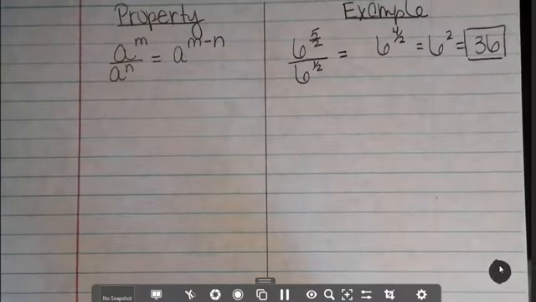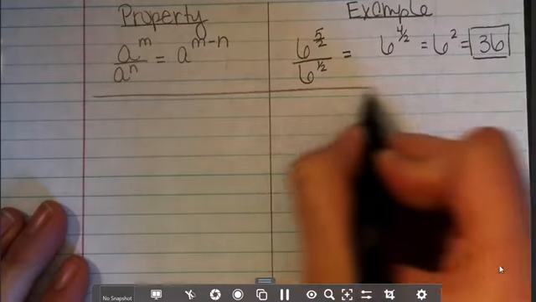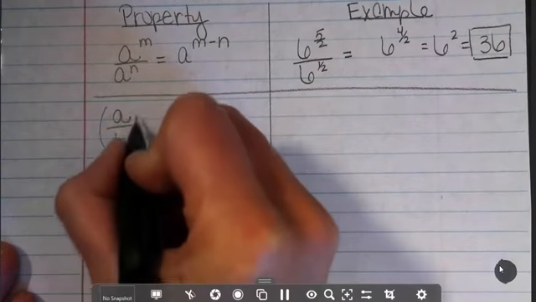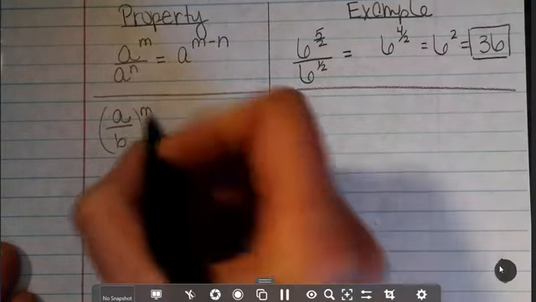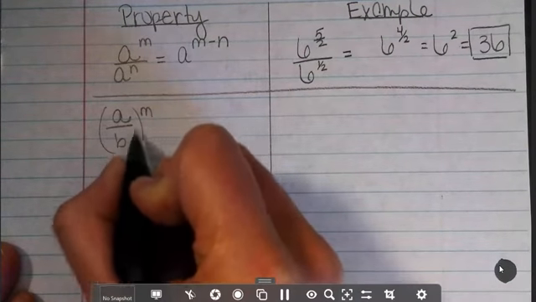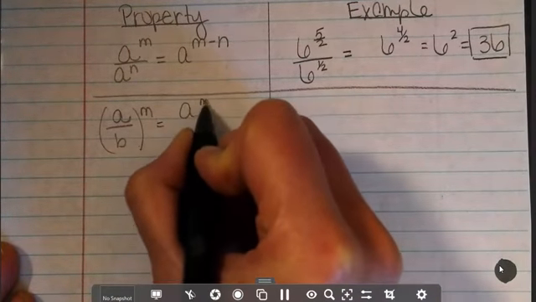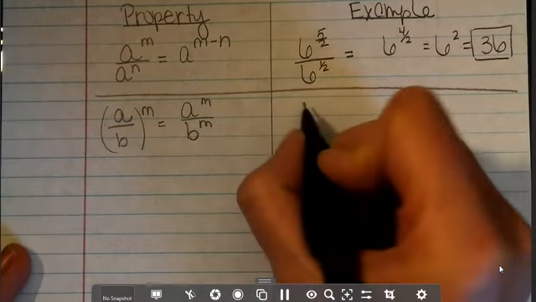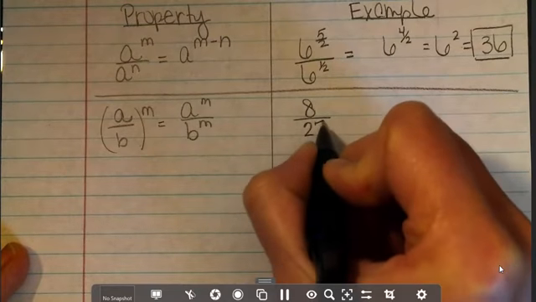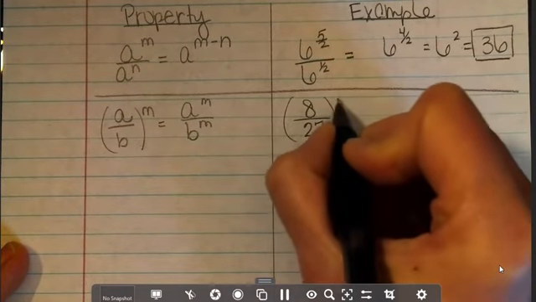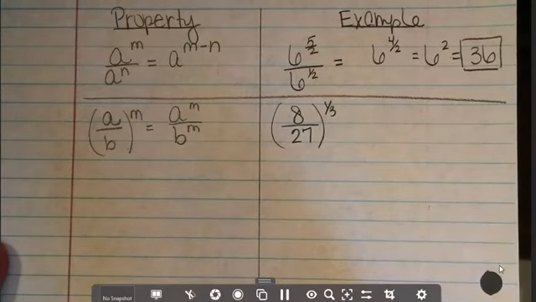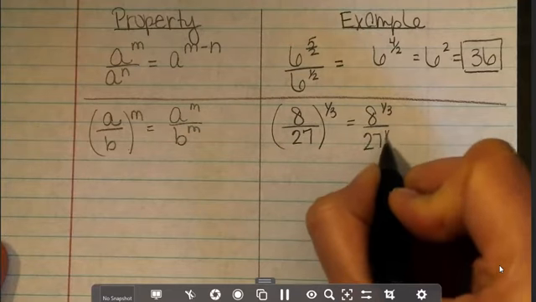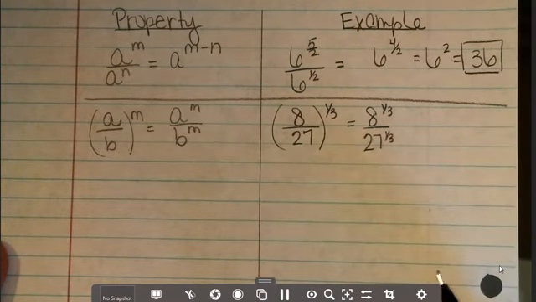All right, another property that we have. If you have a quotient like a over b raised to the m power, again, this power gets given to both numerator and denominator. So this is really a to the m over b to the m. Okay, so let's do, how about 8 over 27, the whole thing raised to the 1/3 power. Well, this is really 8 to the 1/3 over 27 to the 1/3, right? That power gets given to both numerator and denominator.